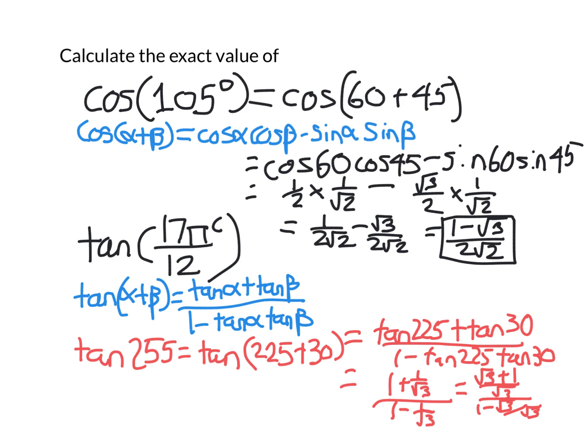Now when you have a fraction like this, the two root 3's cancel out. You're just left with root 3 plus 1 over 1 minus root 3. That's good enough. That is the exact value. All right, let's look at another example where we can use the angle sum and difference formula.